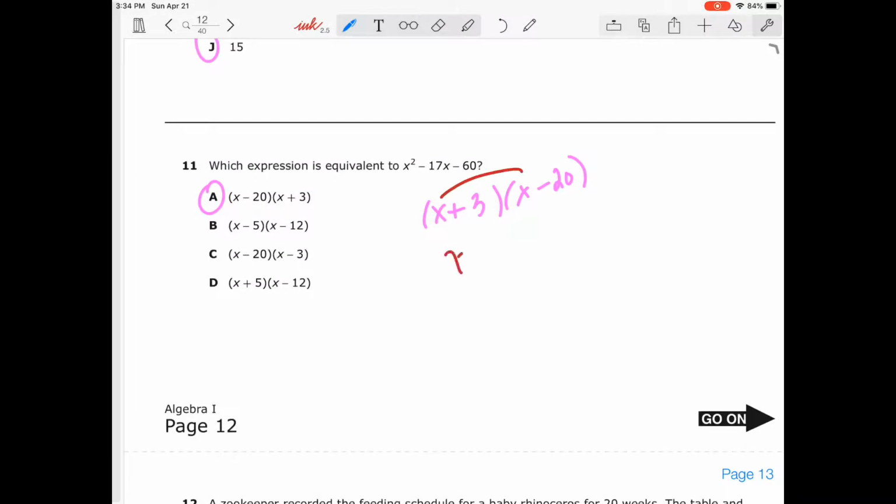So x times x gives me x squared. x times negative 20 will give me negative 20x, plus 3x, minus 60. That does indeed give me x squared minus 17x minus 60, which is our original equation. So we're good to go on that one. That was pretty easy, right?